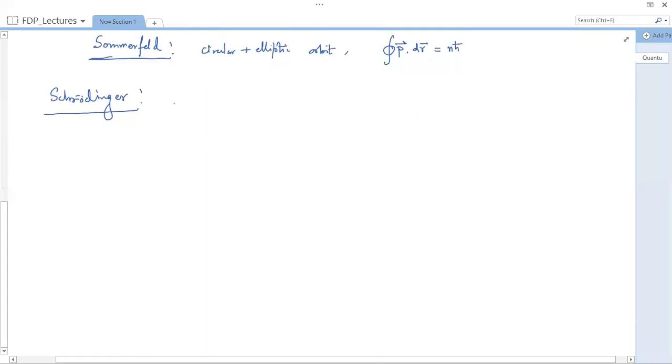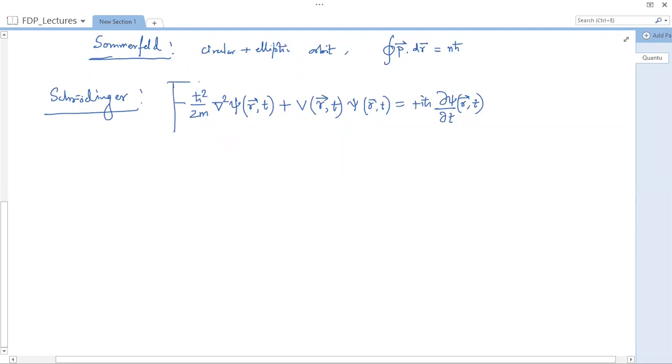But then Schrodinger postulated the behavior of these waves by writing down a wave function equation: minus h bar squared by 2m times the Laplacian of the wave function, which depends on position and time, plus some potential, which would be position and time dependent, times psi of r,t, equal to i h bar d psi by dt. So this is the Schrodinger wave equation.